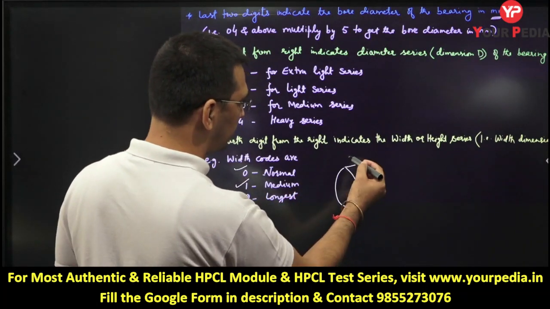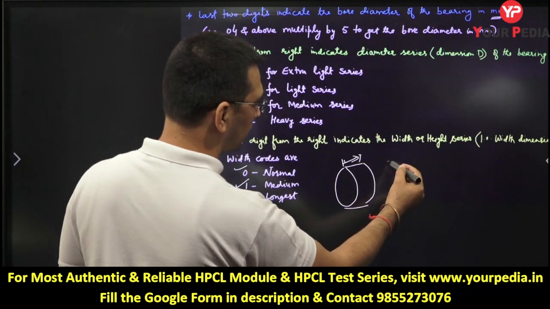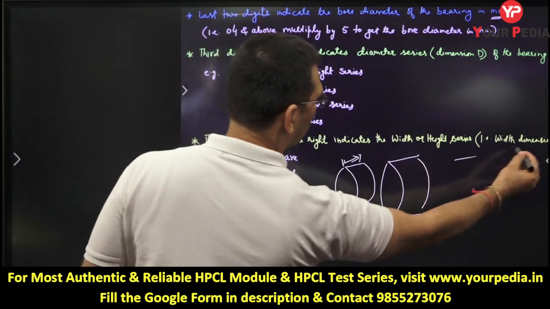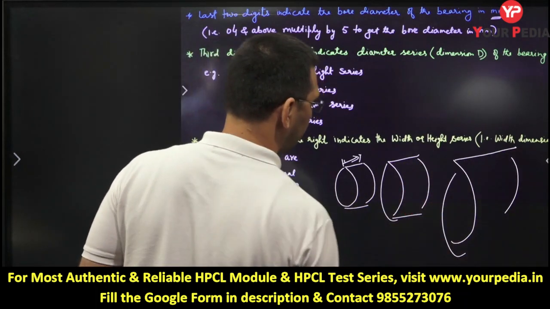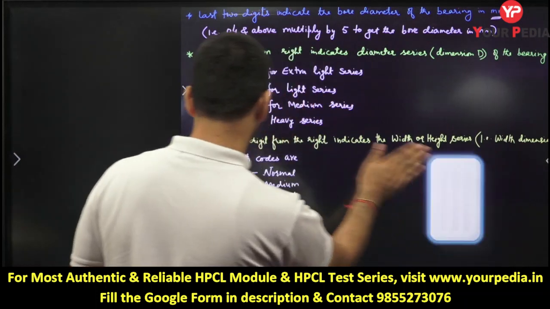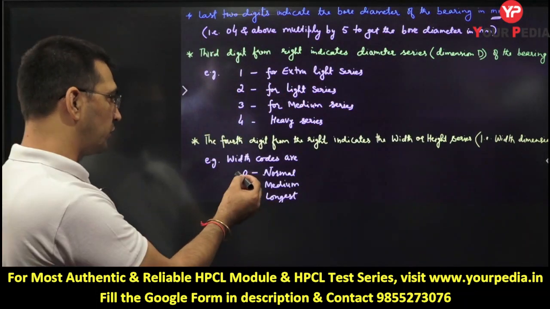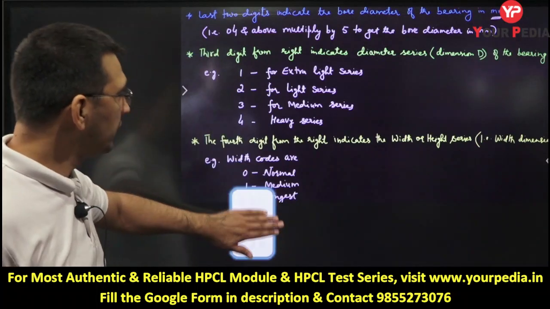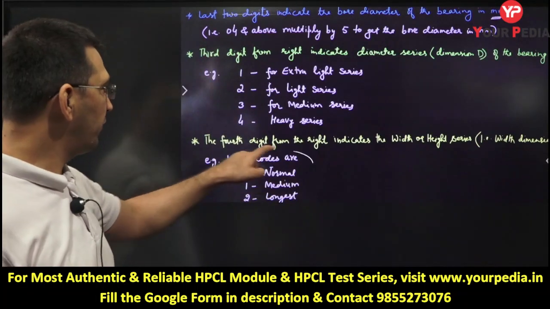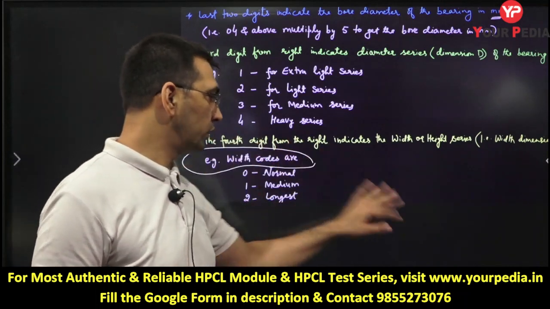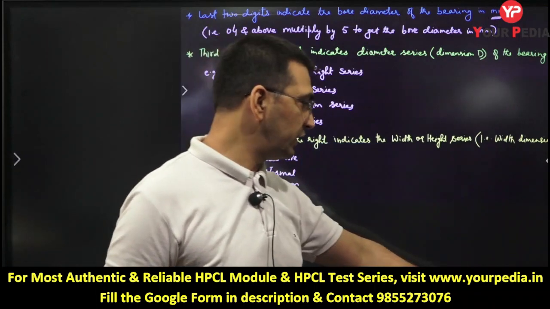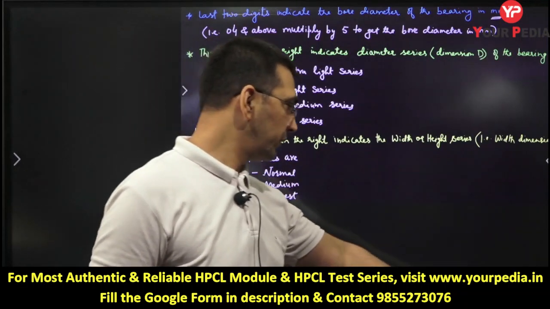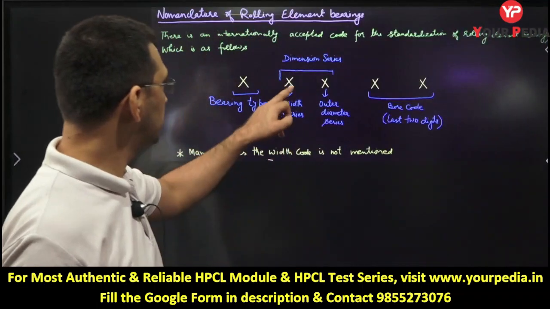Let's say this is 0, so it is normal width. If it is 1, it is medium. If it is 2, the width will be more. That way you can remember. It is easy to remember because you start from 0 for normal, then medium and longest. And as I mentioned, sometimes manufacturers miss this particular width code. Instead of 5 digits, if they have mentioned 4, then it probably means this is being missed. So this is the width series.